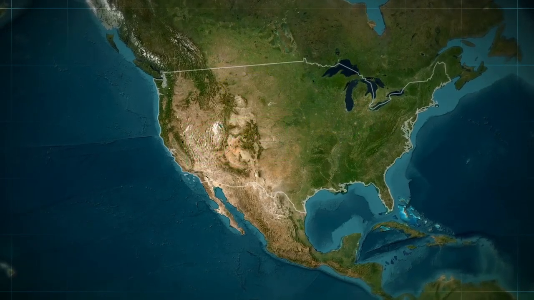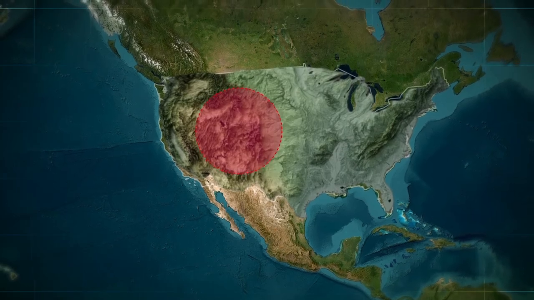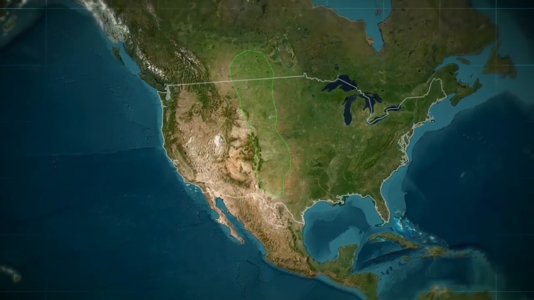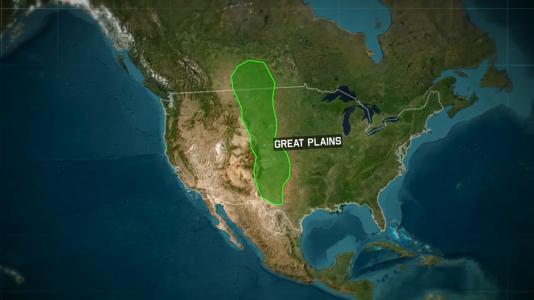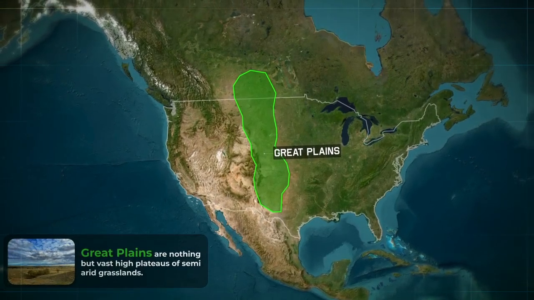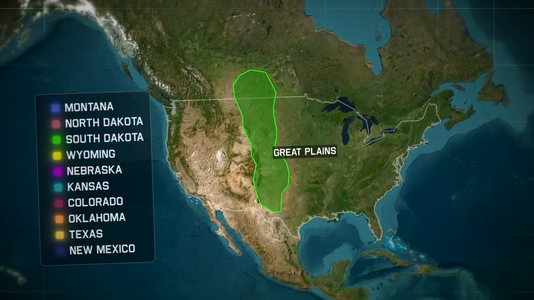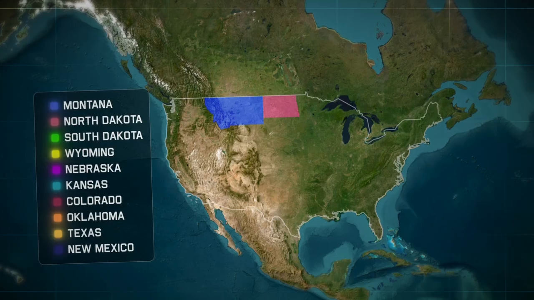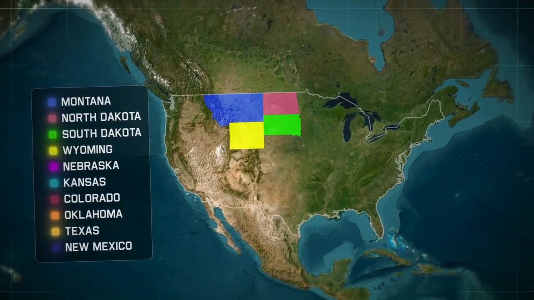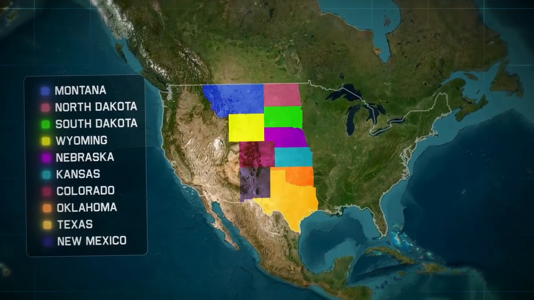Moving west of the interior plains, the land gradually rises toward the Rocky Mountains. The grasslands in this area are known as the Great Plains. In other words, Great Plains are nothing but vast high plateaus of semi-arid grasslands. 10 U.S. states lie in the Great Plains region: Montana, North Dakota, South Dakota, Wyoming, Nebraska, Kansas, Colorado, Oklahoma, Texas, and New Mexico.